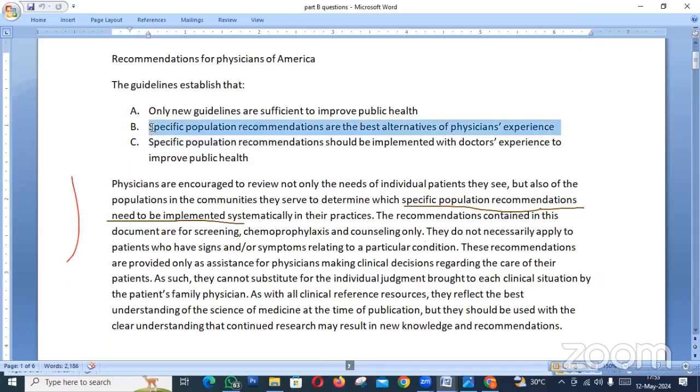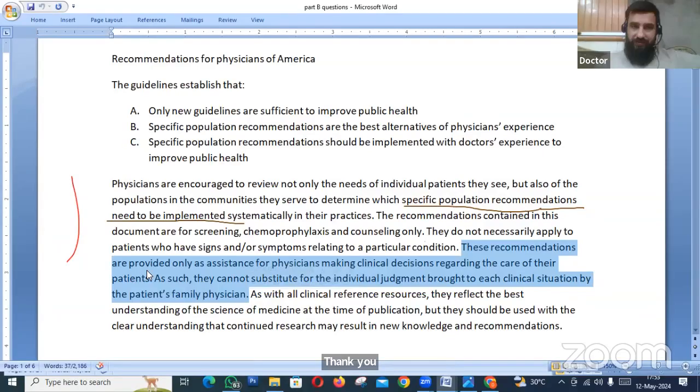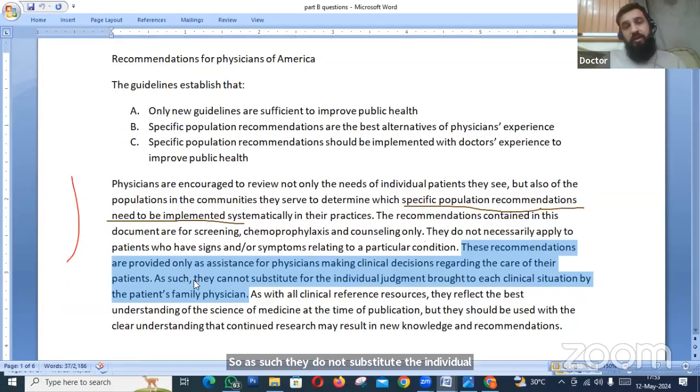Okay. Where is it given? It's the same as on the second line. So this part. So as such, they do not substitute the individual judgment brought to each clinical situation by the patient physician. This is not like reading part A, in which mostly you can find the one sentence. Okay, so here you have to correlate the things with each other.